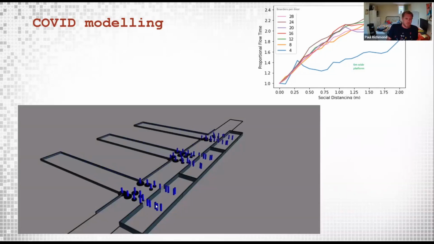So this was a model for COVID simulation, looking at entry and exit onto rail carriages, and trying to enforce the 2 meter rule within the platforms and how that impacts the flow of people.